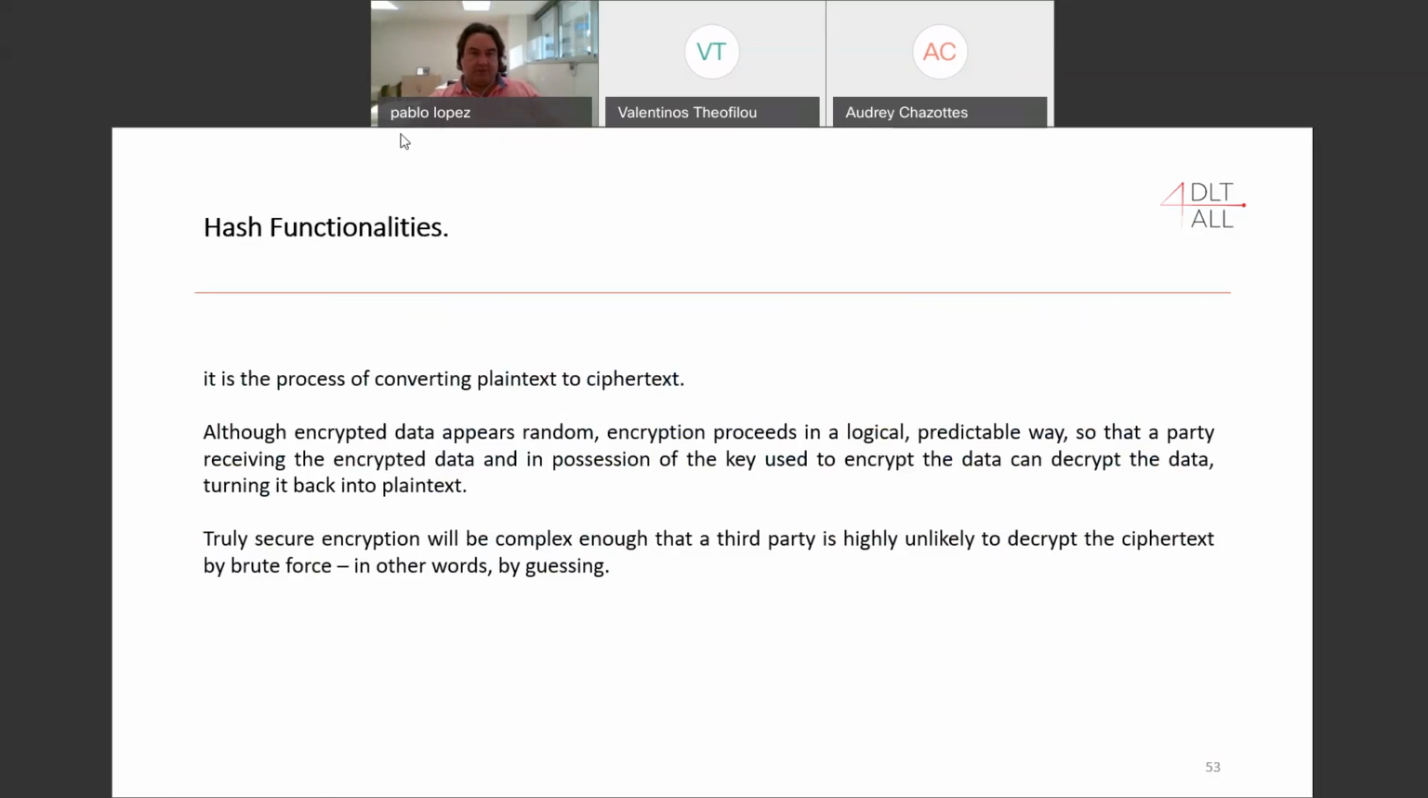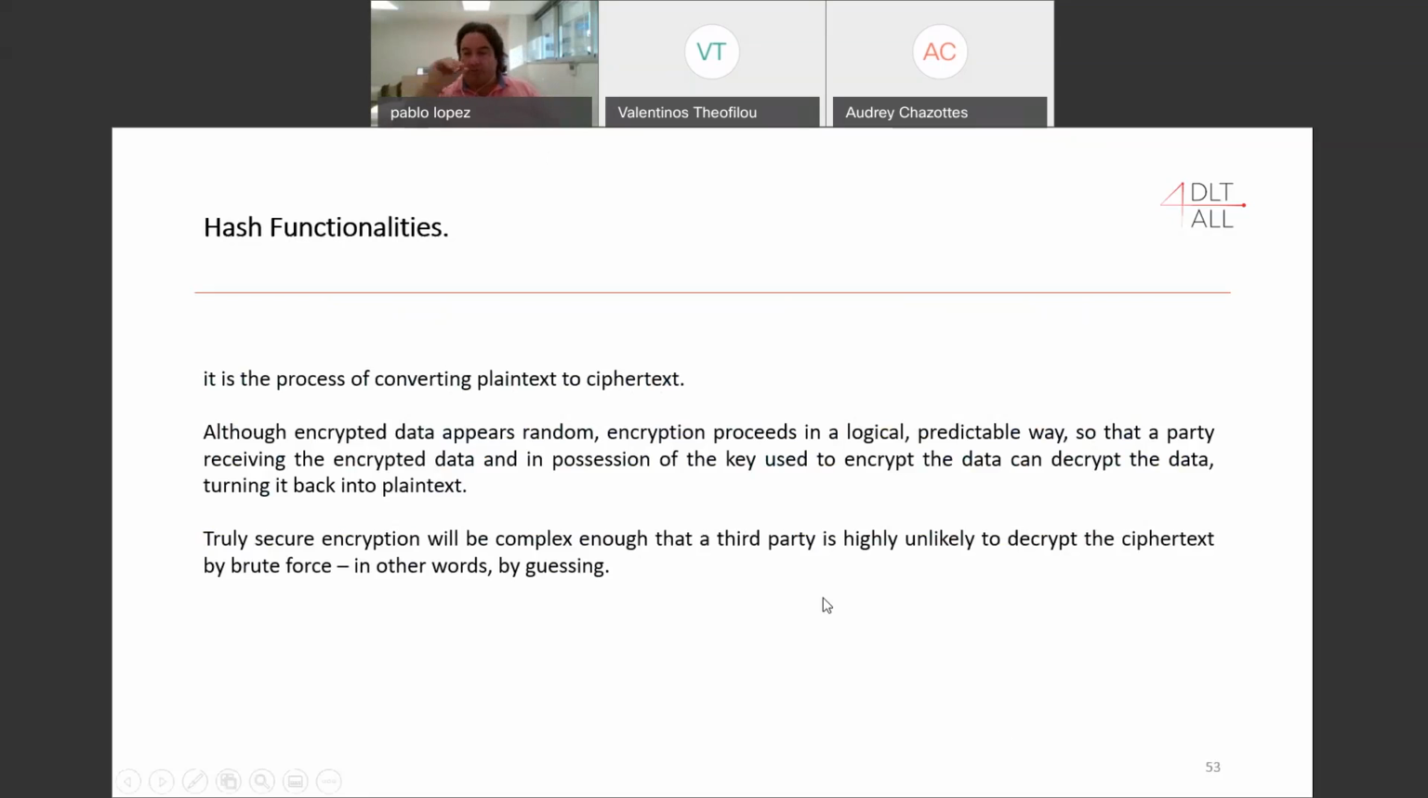The hash functionality is to convert the plain text to ciphertext. A big amount of text, we collect it into a ciphertext. Also, encrypted data appears random, but the encryption process is logical and predictable, so that a party receiving encrypted data and in possession of the key used to encrypt the data can decrypt the data, turning it back into plain text. Truly secure encryption will be complex enough that a third party is highly unlikely to decrypt the ciphertext by brute force, in other words, by guessing.